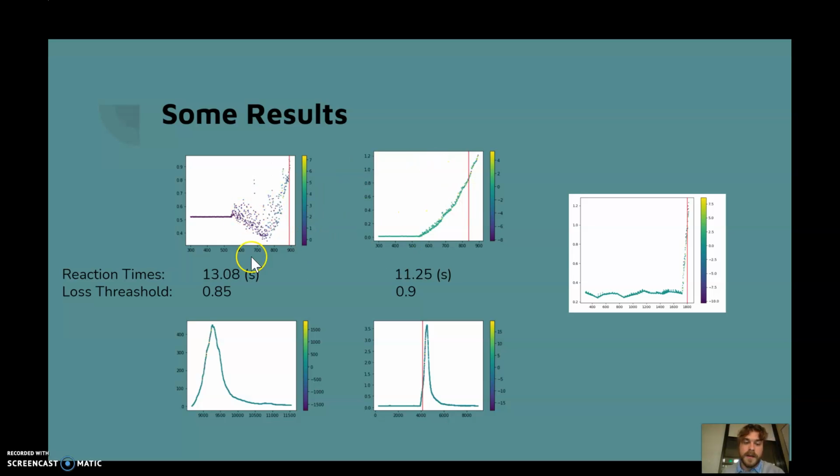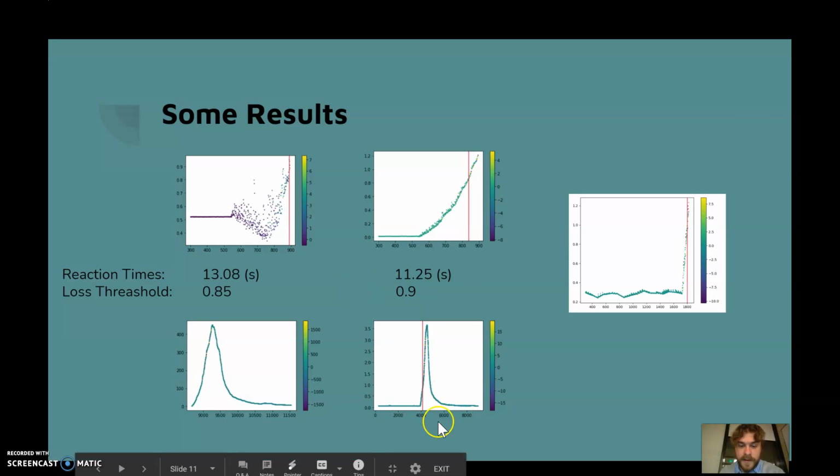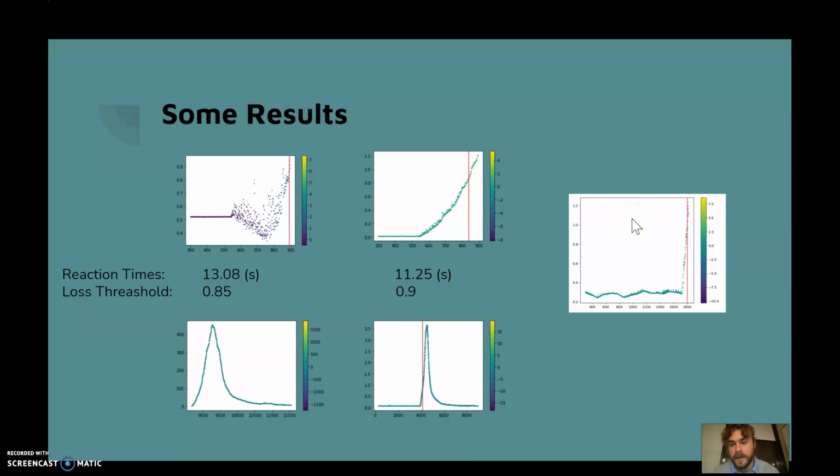The reaction time on this one using the min-max preprocessing is about 11.25 seconds, a bit faster, with a little bit higher threshold, which I was afraid was going to slow reaction time, but it ended up being pretty sufficient, and testing on the second earthquake down here. This on the right is what I'm also going to show you here in a second. This is what the application actually outputs.